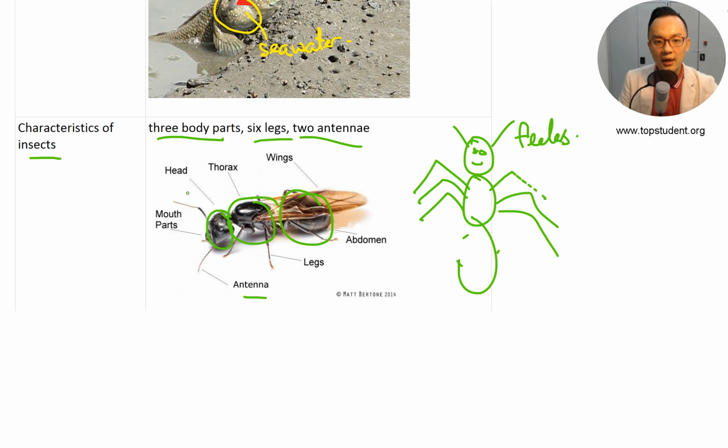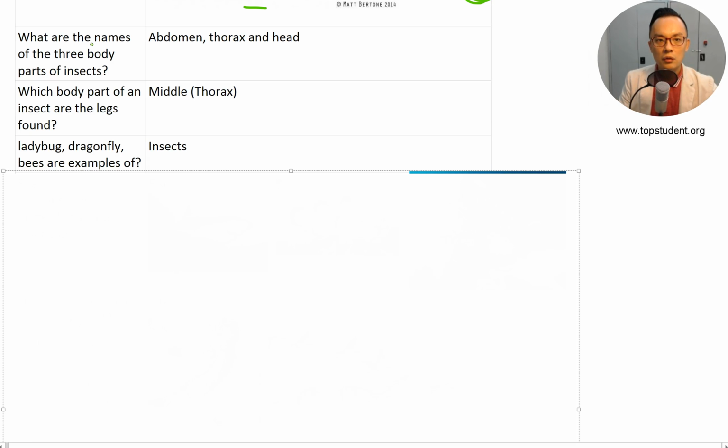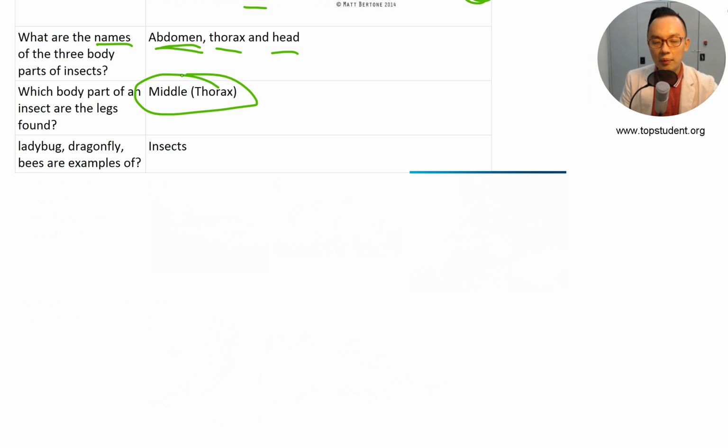So you have antenna, you have your... So the bottom is actually called the abdomen, middle is the thorax, and the top is the head. So you have the head, the thorax, and the abdomen. So what are the names of the three body parts? You have the abdomen, abdomen is at the bottom, thorax in the middle, head is the top. Which body part of an insect are the legs found? It's the middle part, thorax. Very, very common MCQ question.